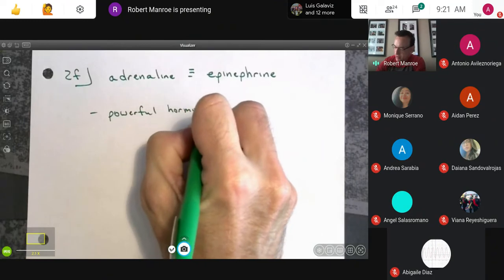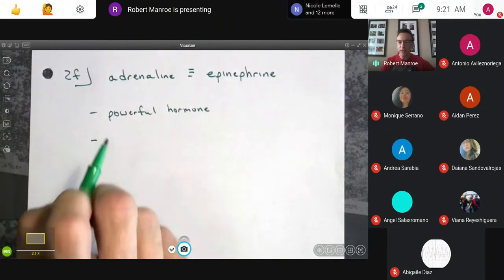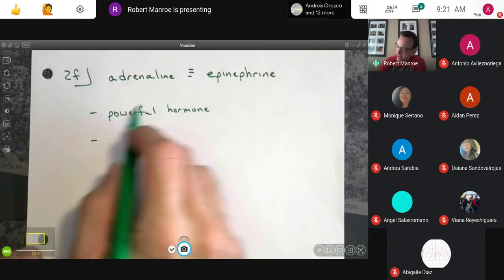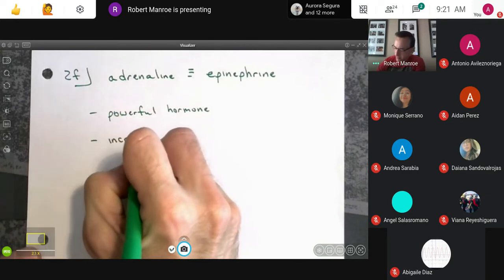It's not the most powerful. We will talk about the most powerful hormone in core 11. It's called oxytocin and causes the uterus to contract and push out the baby. It is by far, oxytocin is by far the most powerful hormone. It's amazing. All right, so one of the things that adrenaline does, or that epinephrine does, is it increases heart rate.